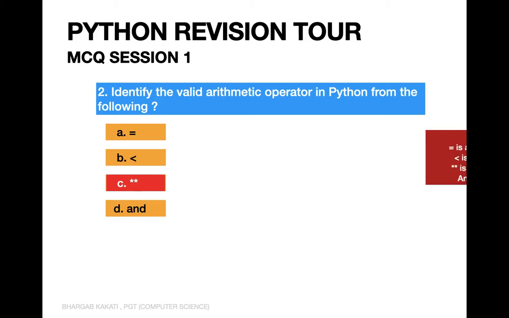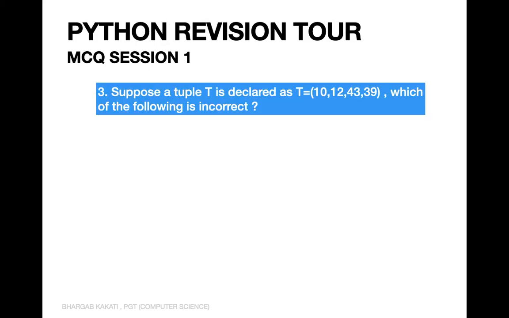Now, let's move on to question number 3. Suppose a tuple T is declared as T equals 10, 12, 43 and 39.